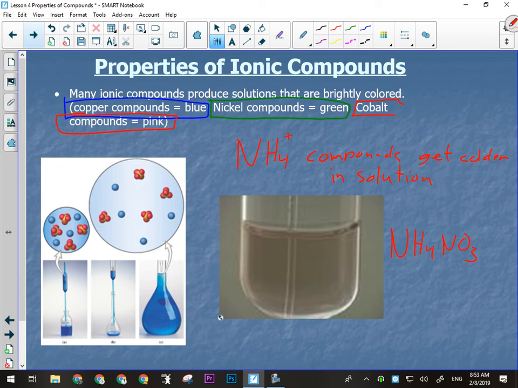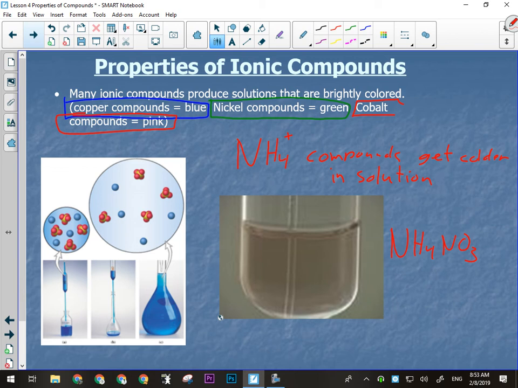Who's got their periodic table? I can check it. You should have your periodic table out. That's my subtle way of saying that. Nitrates. Okay, so this is ammonium nitrate, NH4NO3.